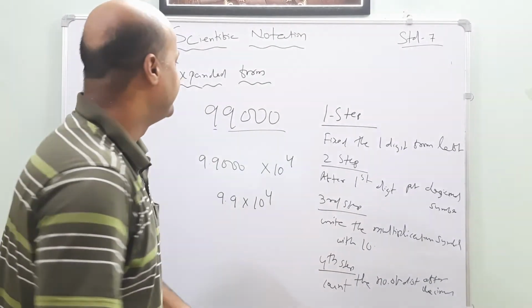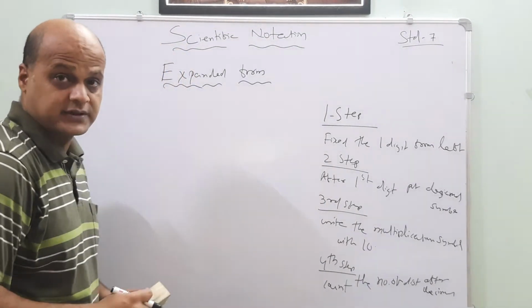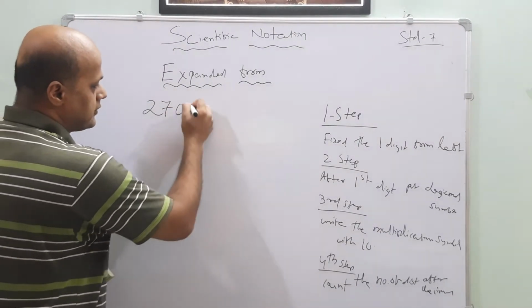Okay, very good. So let's take another example by following these steps. So we can say that 27.